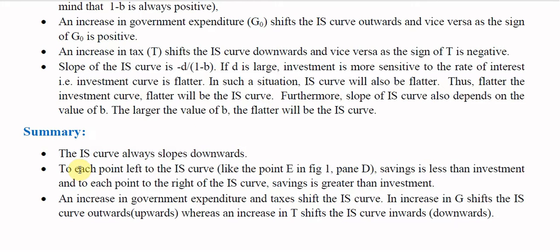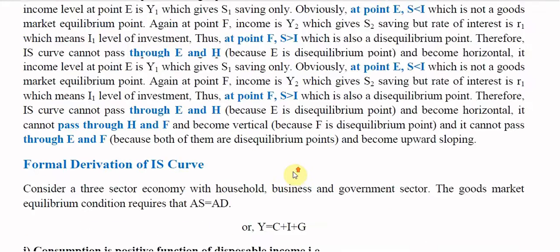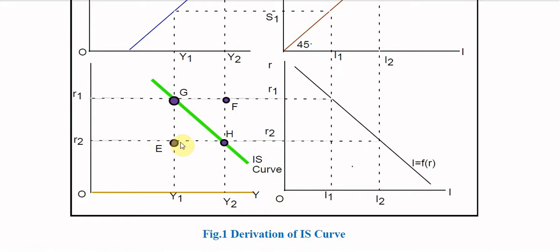The second result is a very important result. To each point on the IS curve, like the point E, saving is always less than investment. We can remember this in a very simple way by remembering that in comparison to point H, point E has a lower income level. So lower income level means lower saving level, so saving is less than investment.